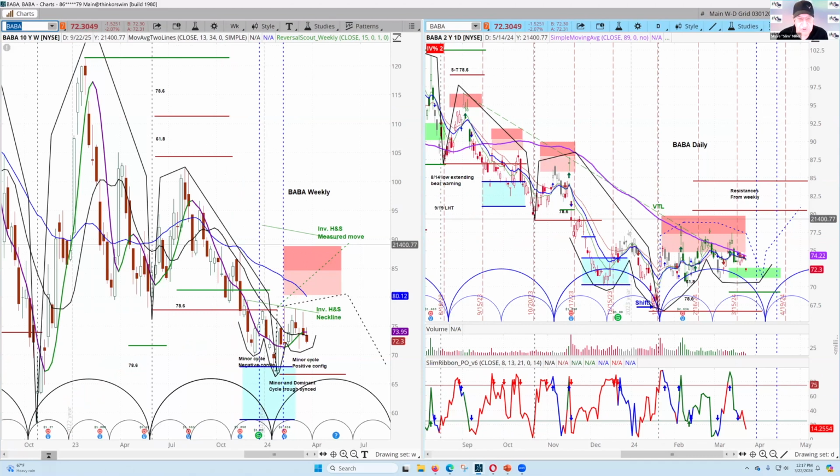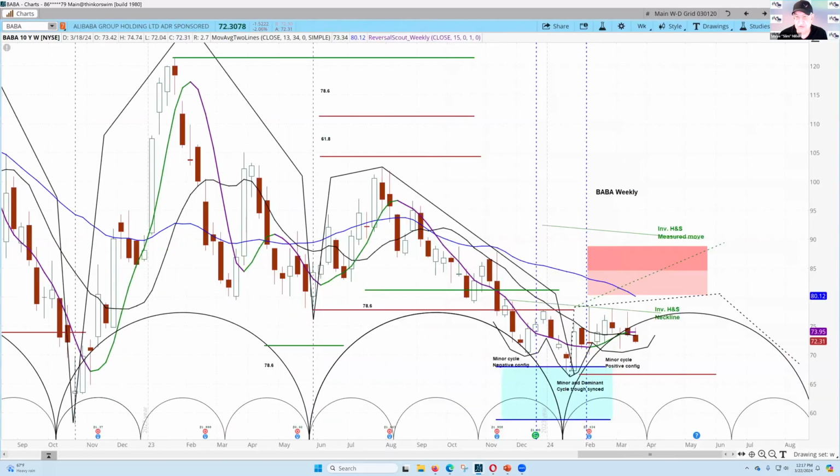Well, when I did the workshop, I thought it was important to do a module that says how the individual cycles create the chart patterns. And this is really important to look at as we look at the weekly chart first in Alibaba. So you can see in there an inverted head and shoulders that's forming.